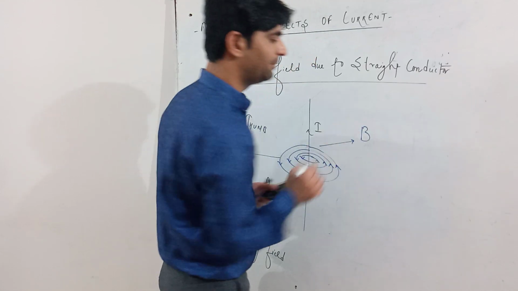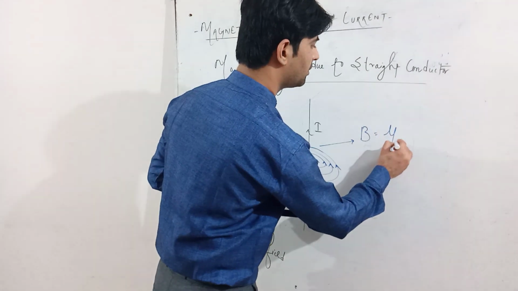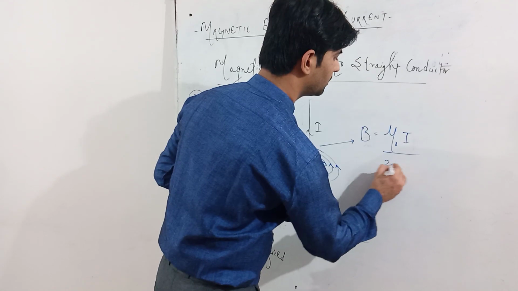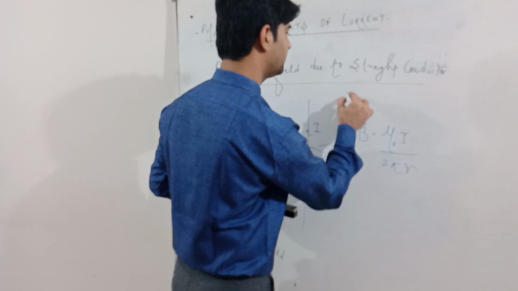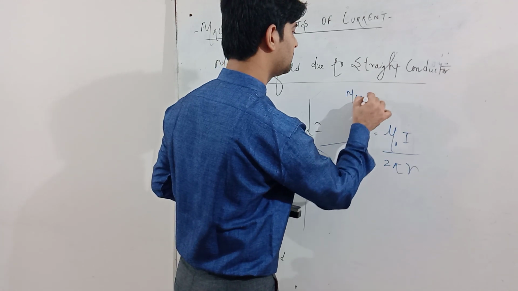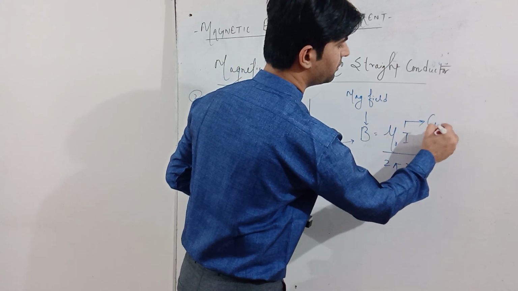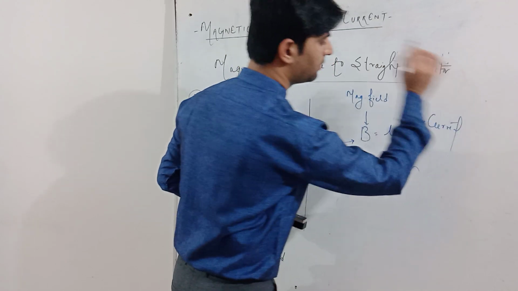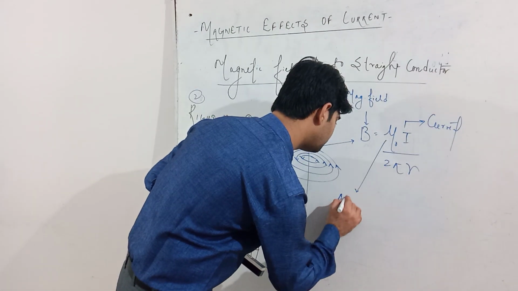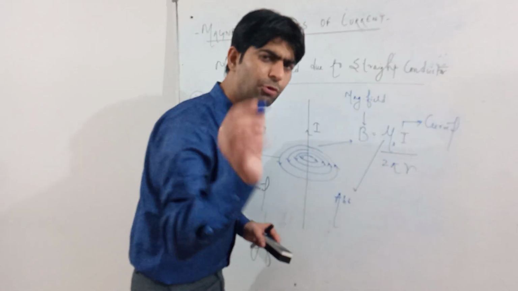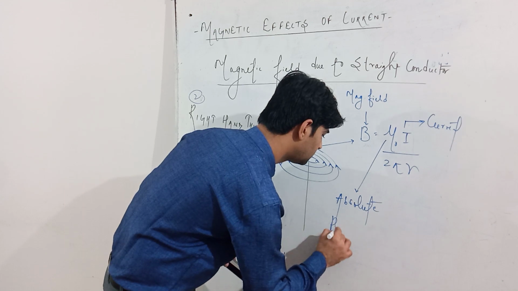Formula for magnetic field, B is the magnetic field and it is given by mu naught I upon 2 pi r, where B is the magnetic field, I is the magnitude of current, mu naught is absolute permeability. This is a little new term to you, absolute permeability.